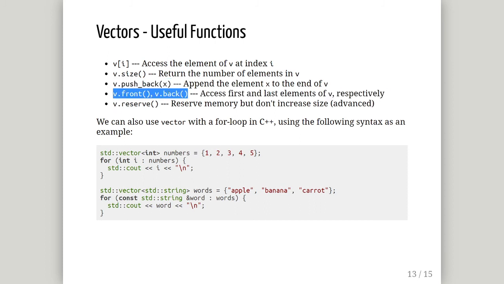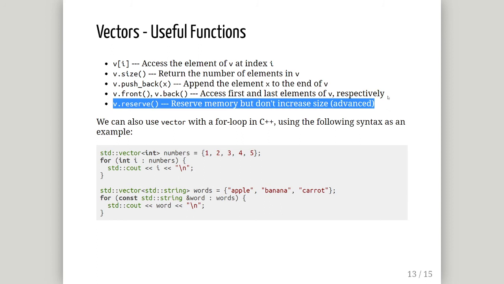Front and back are convenience functions. v.front is like v square bracket 0. v.back is like v square bracket -1 in Python. Now, C++ doesn't have Python's shortcut for negative indices or Python's shortcut for slices. But you can still refer to the first and the last element this way, assuming they exist.